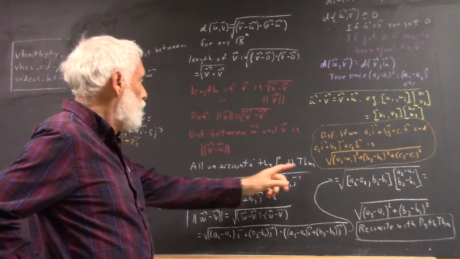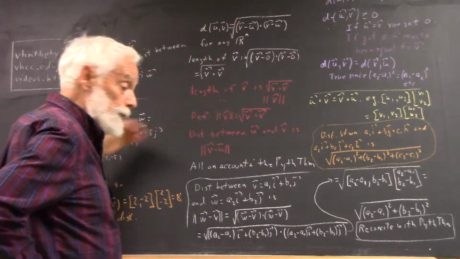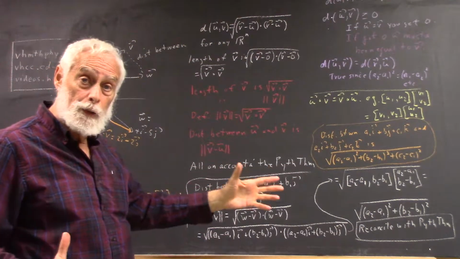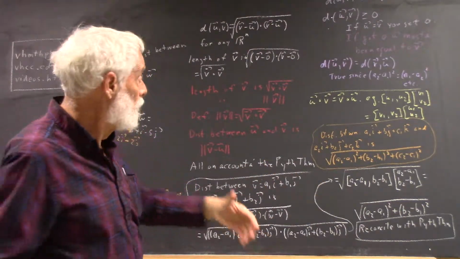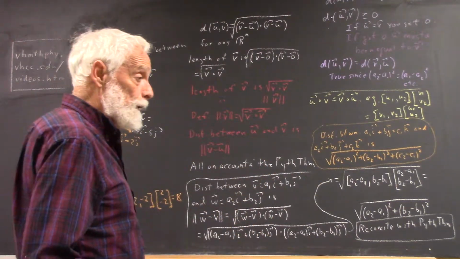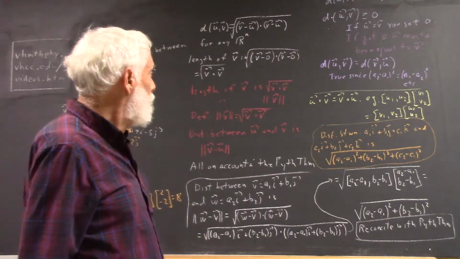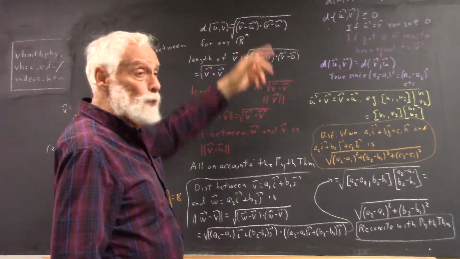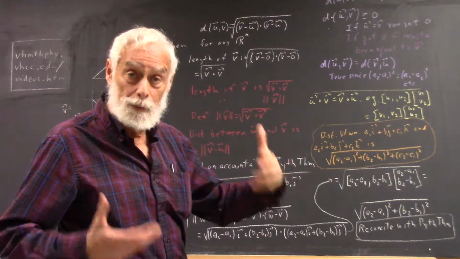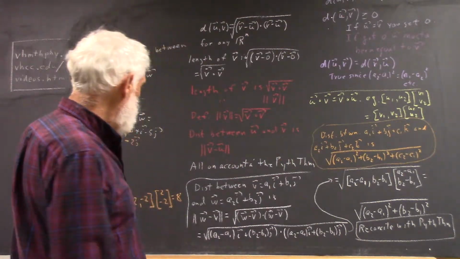And this is all on account of the Pythagorean theorem, every bit of this. But the Pythagorean theorem extends into higher dimensions, so by using the dot product, we have a single formula that applies to any number of dimensions. Of course, v and u would have to be in the same vector space. They would have to have the same dimension.